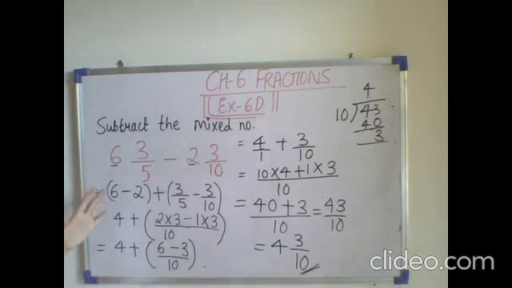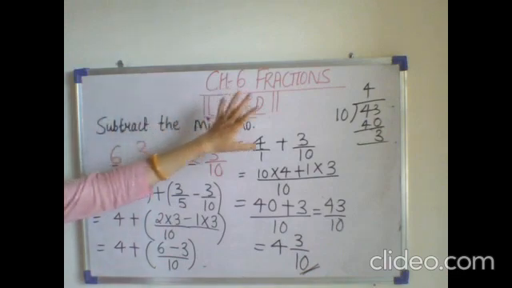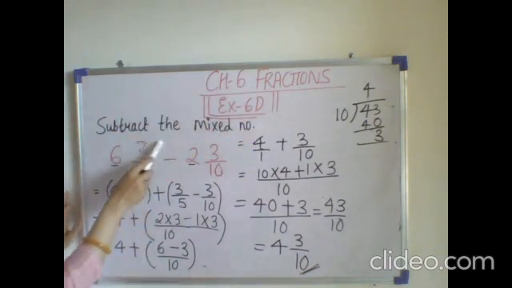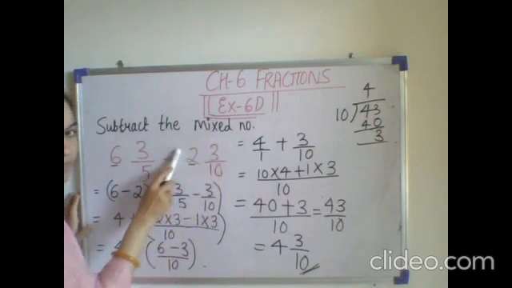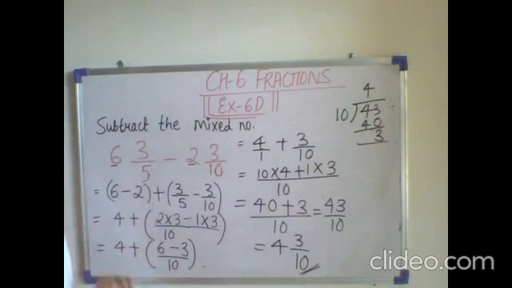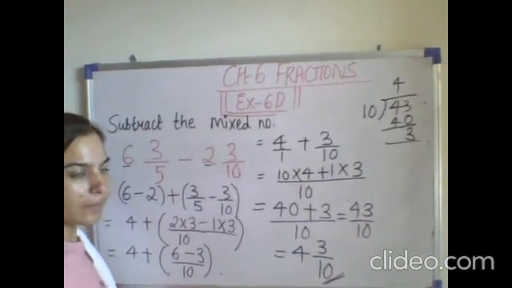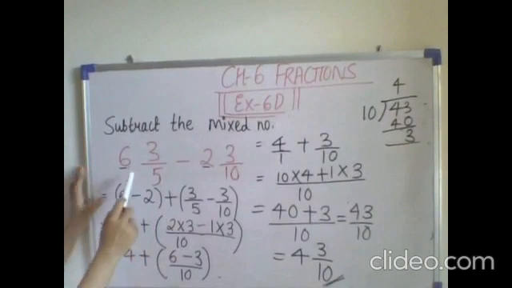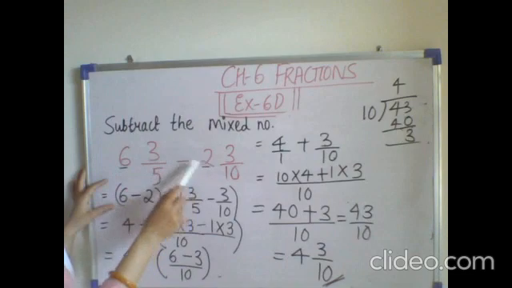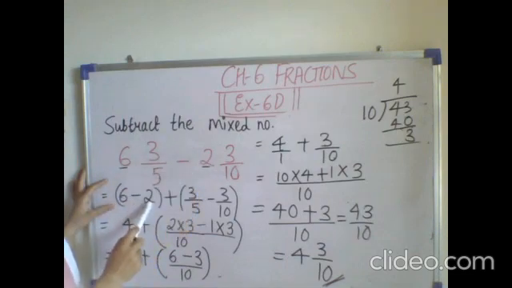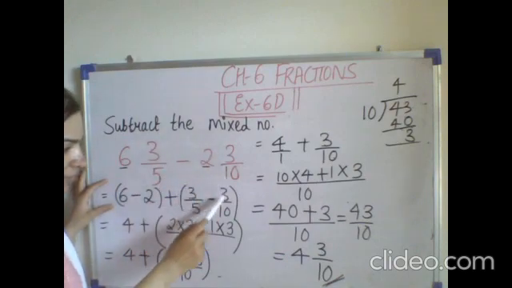Let us revise this question again. We have to subtract the mixed number. Here I have written two mixed numbers. In between, the sign of minus is there, it means that we have to subtract these mixed numbers. So how will we be doing this? First of all, 6 and 2, you will be separating these two numbers. 6 minus 2, I have written it separately, and these two fractions you will be writing here separately. In between, the sign of minus will be there.